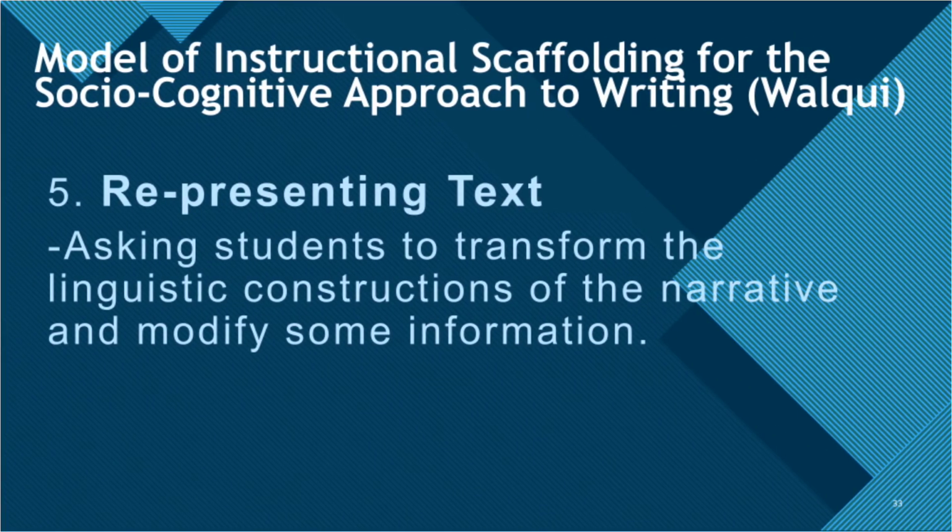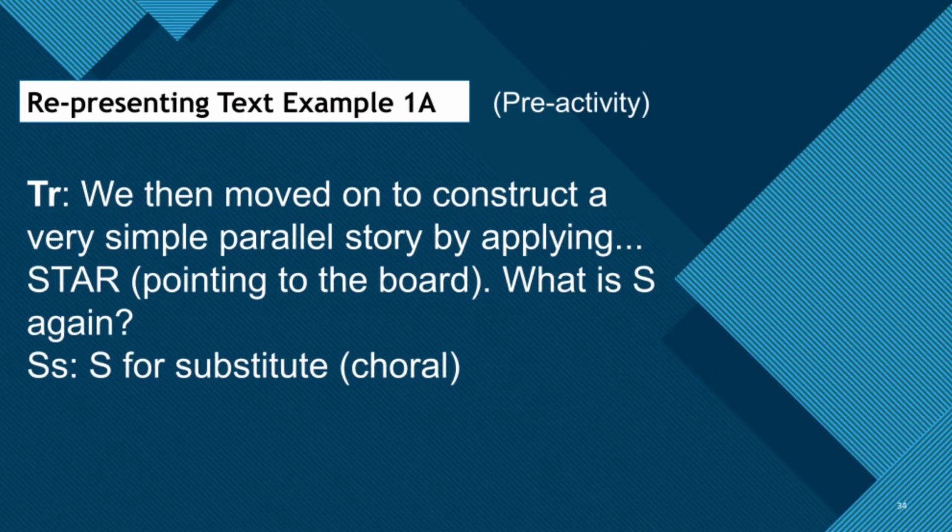The fifth stage is representing text. It is asking the students to transform the linguistic constructions of the narrative and modify some information. In the first example, the teacher tasked the students to construct a simple parallel story by applying the acronym STAR, with emphasis on S for substitute.